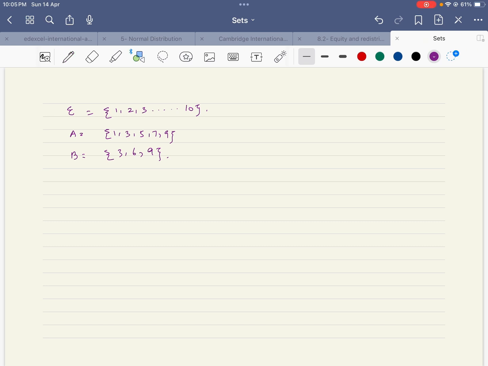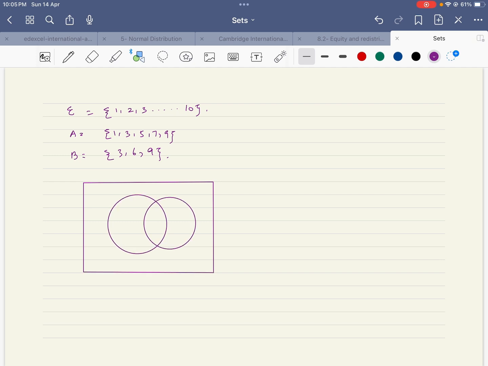Let's draw a Venn diagram. Universal set is always drawn as a rectangle. And other sets, as we can see, they are overlapping sets. So we will draw 2 circles inside this rectangle. We will name them and we will start filling the Venn diagram. Always start by filling the common part. So let's have a look. What is common between A and B? 3 and 9. So we will write 3 and 9 here.